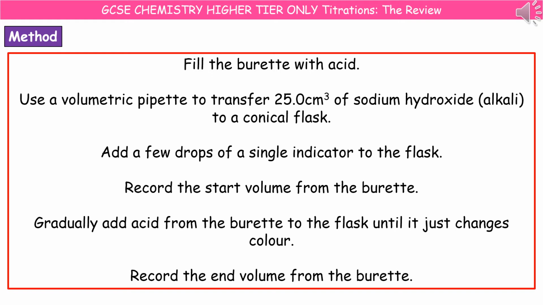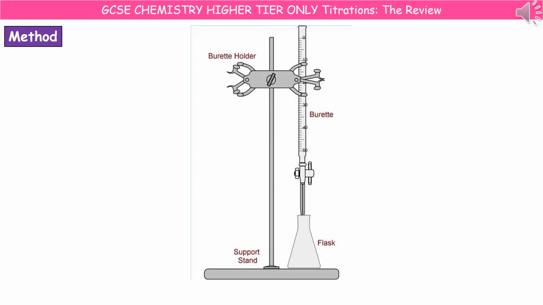Add a few drops of the single indicator to the flask. Record your start volume from the burette and then gradually add the acid from the burette to the flask until it just changes colour, recording the end volume from the burette.